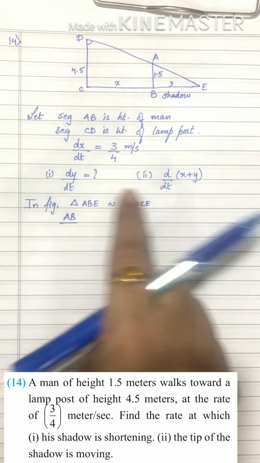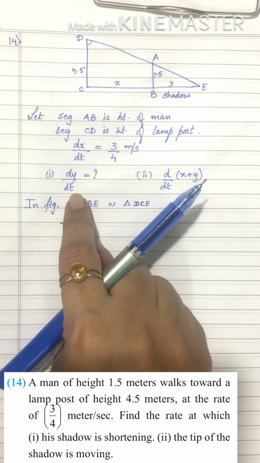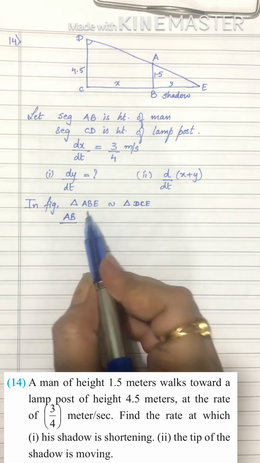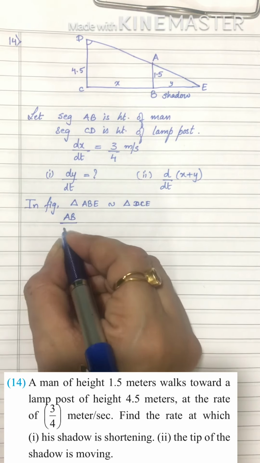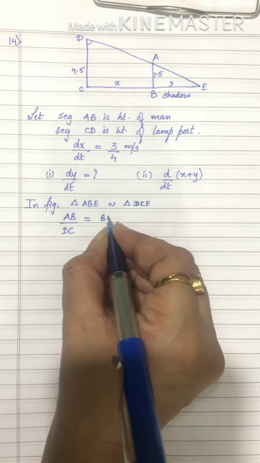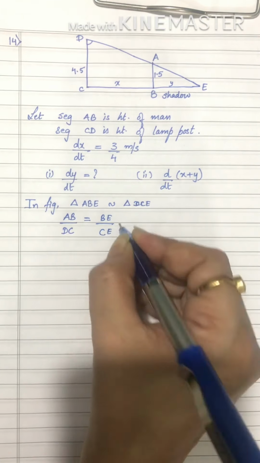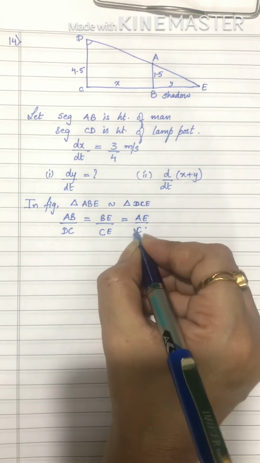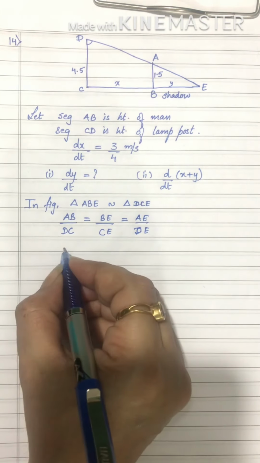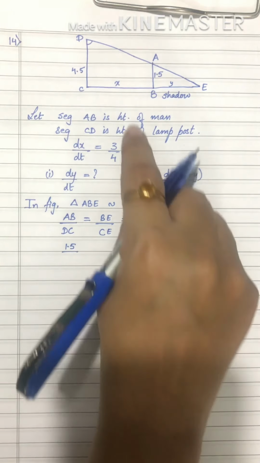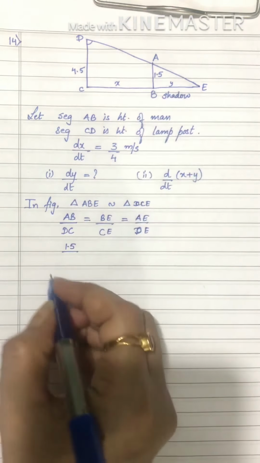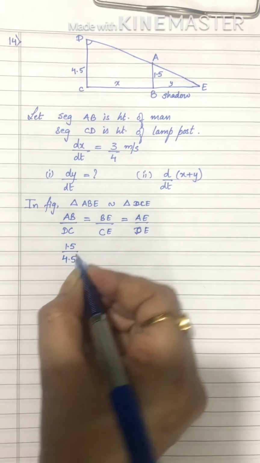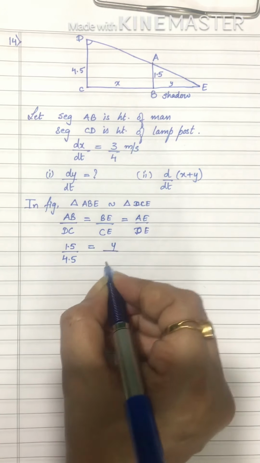Now here two different things are asked. First, they are asking to find dy upon dt, and secondly they are asking to find d upon dt of x plus y. So let's see, it is the same type of sum. Again we take similarity of triangles, and then I proceed further in a similar manner by taking the ratio of these corresponding sides of similar triangles. So I get AE upon DE. Now we will substitute the values given to us here, AB upon CD, so 1.5 upon 4.5 is equal to y upon x plus y.